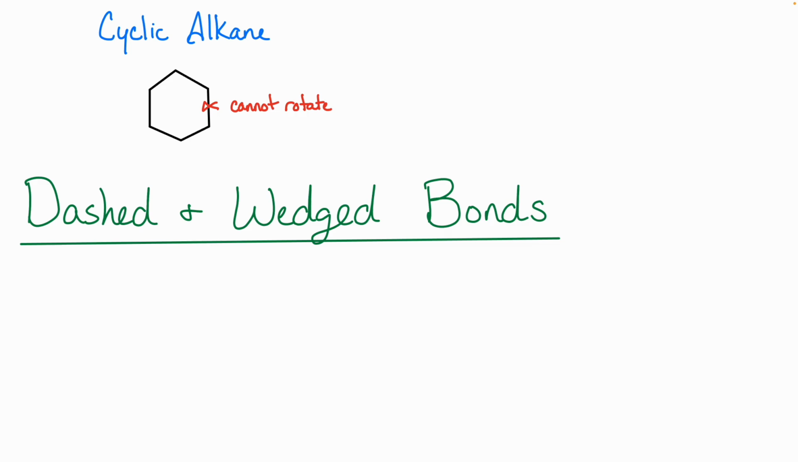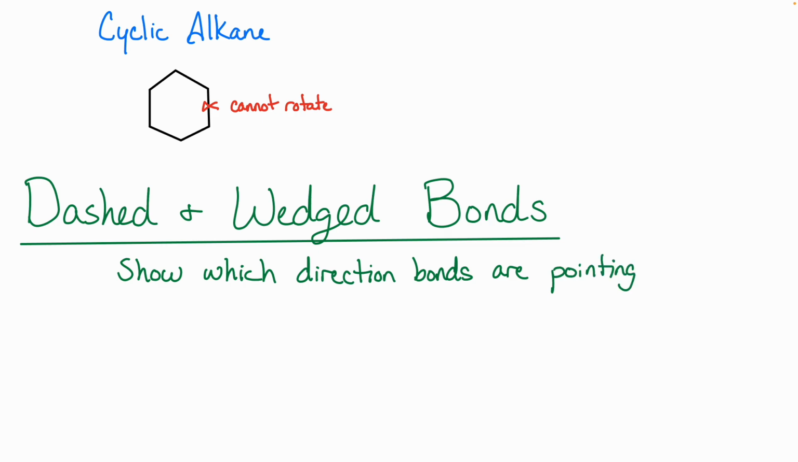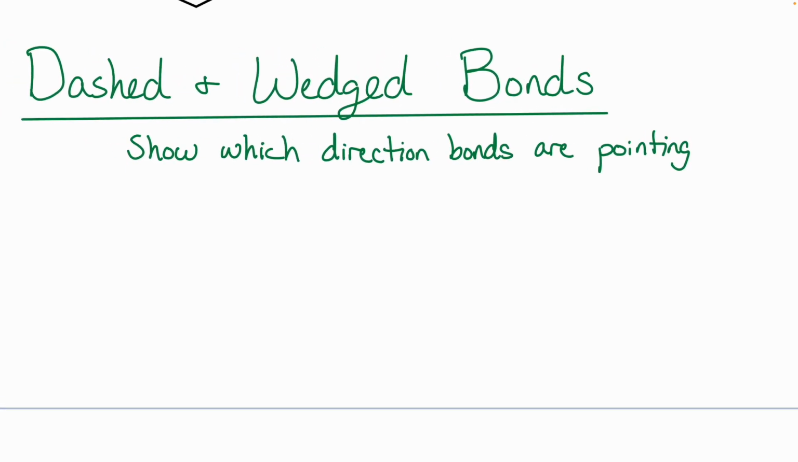All right, these are an extra piece of information when you're looking at a structure that tells you which direction the bond is pointed in that structure. So we're going to use these bonds to show which direction bonds are pointing. Okay, and we got two different types. We have our wedged bonds. We draw those as these little bold triangles. Your wedge represents a bond that's pointed out at y'all, right? Pointed out of the page in this direction here.